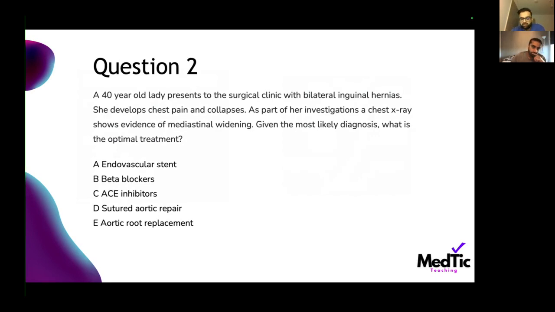And again, this is what they like to do with their questions, almost like a two-step question, where it's not enough to just know what the diagnosis is, but once you know the diagnosis, to then be able to give the management, or to give the gold standard of investigation in another example.